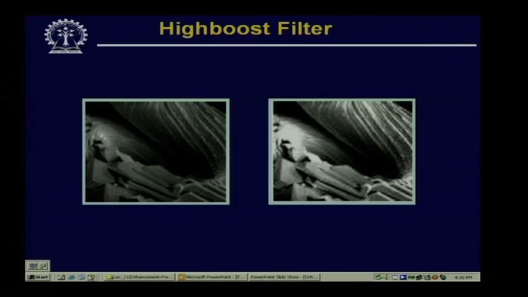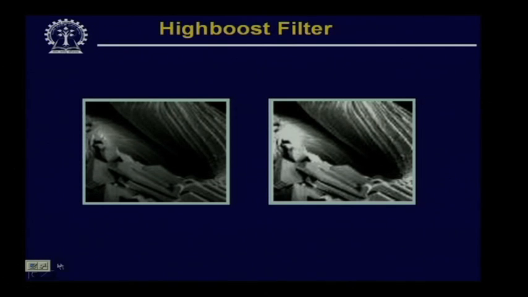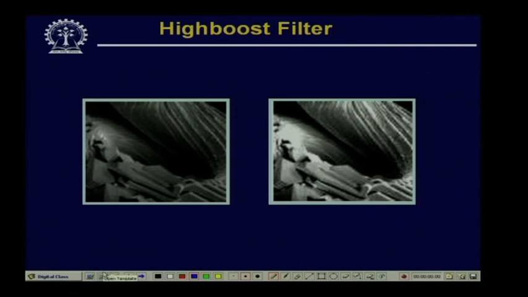So, if I apply this high boost filter to an image, the kind of result that we get is something like this, where again on the left hand side is the original image and on the right hand side it is the high boost filtered image. Now, let us consider another very interesting filter which we call homomorphic filter.